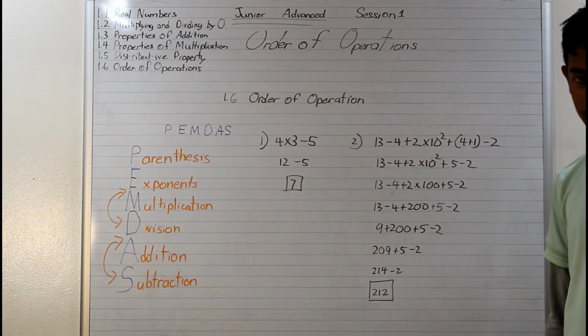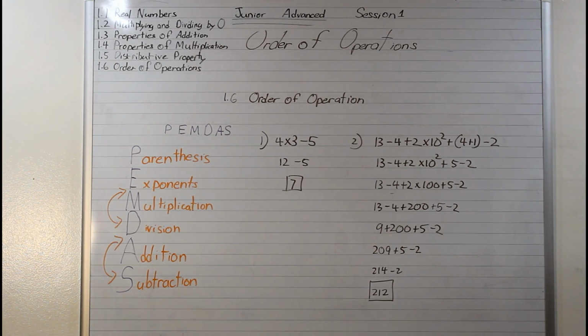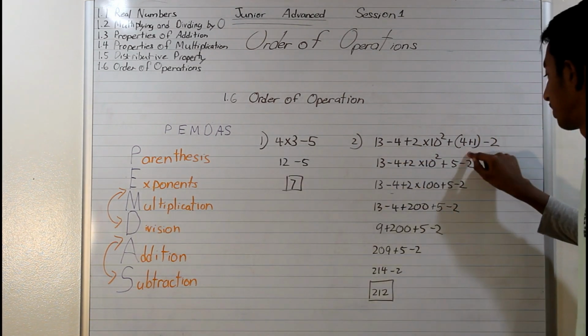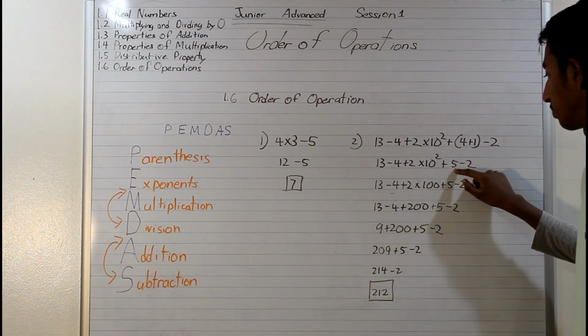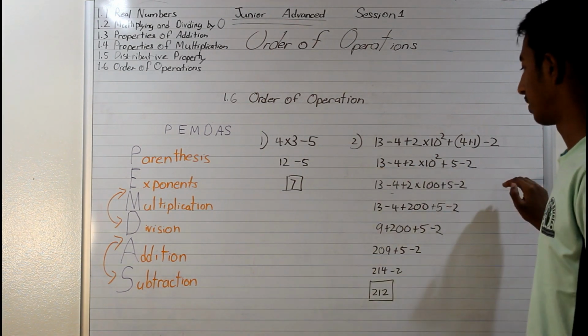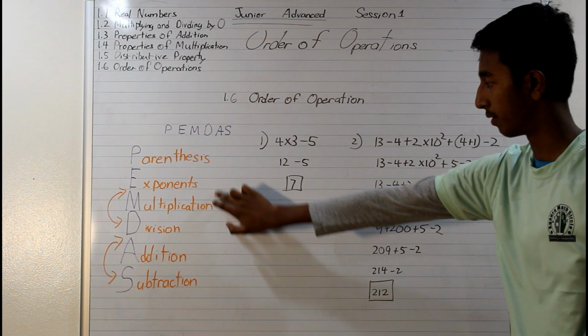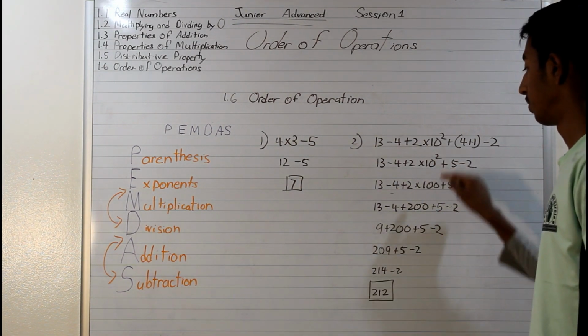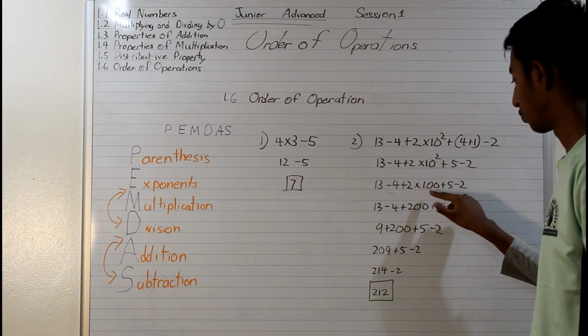Now, the second one is much longer. So you first go through the list. Are there any parentheses? Yes, there's a parentheses right here. 4 plus 1 becomes 5. You're on step 2. Next, you've taken out all the parentheses, so you go next on the list. Exponents. There's one exponent right here. 10 to the power 2. 10 to the power 2 becomes 100.